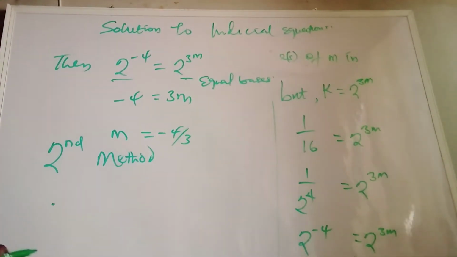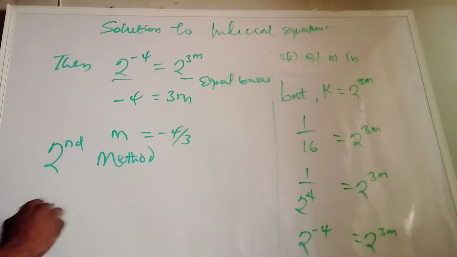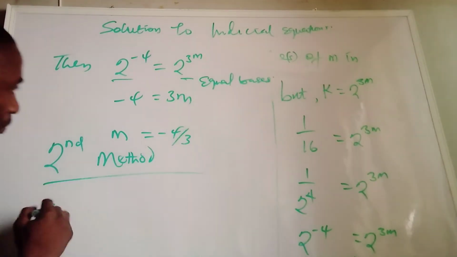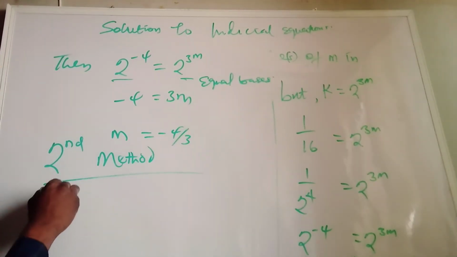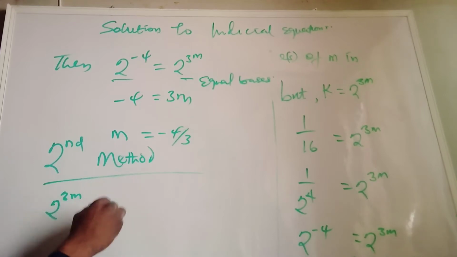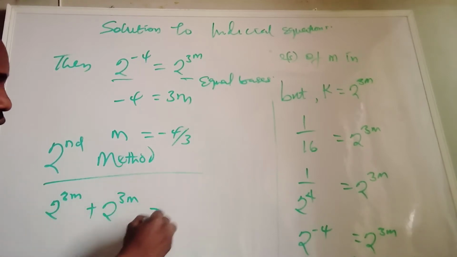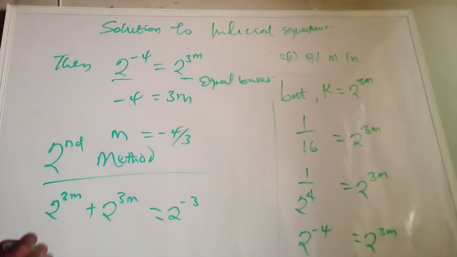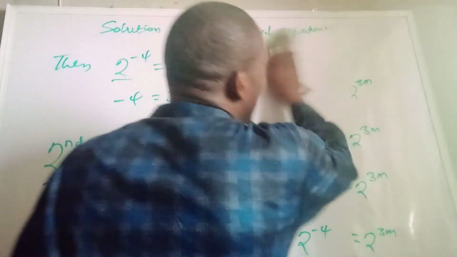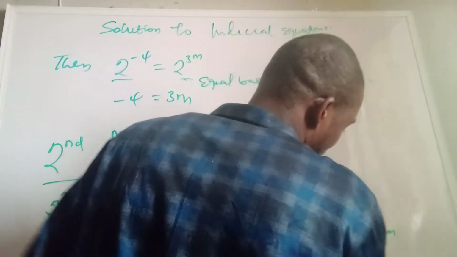Now for the second method, we have the question saying 2 raised to power 3m plus 2 raised to power 3m is equal to 2 raised to power minus 3. Now, how do we approach this when we have it like this?